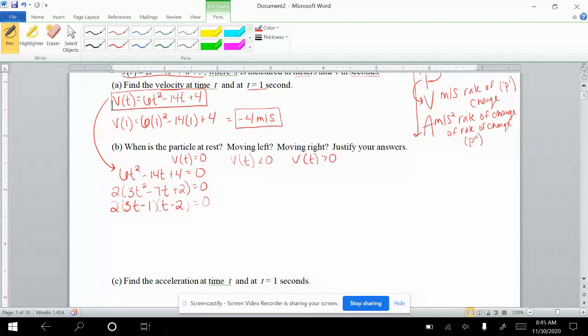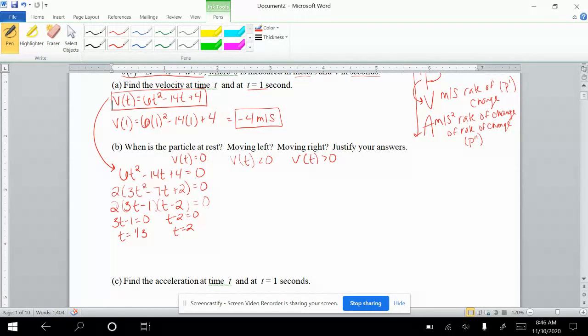Okay, so now we have our factors. And in order to solve for t, we can just set our factors equal to 0. So when I set 3t minus 1 equal to 0 and t minus 2 equal to 0, I get t to be a positive 1/3 and t to be a positive 2. And so those are my t values, or the times at which the particle is at rest.